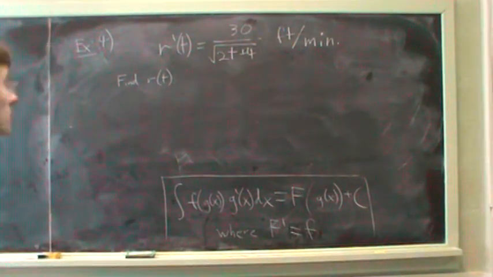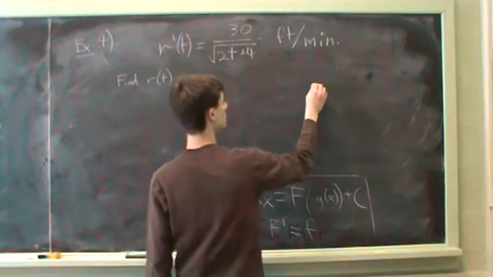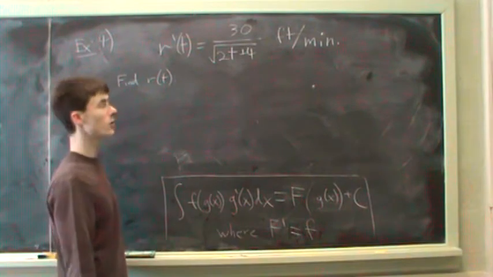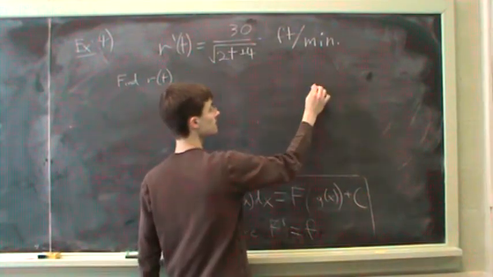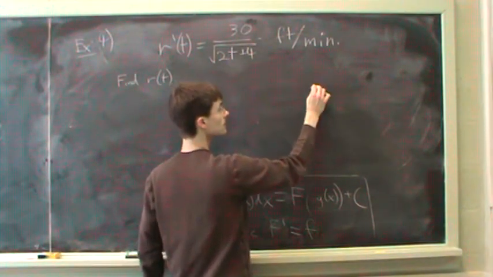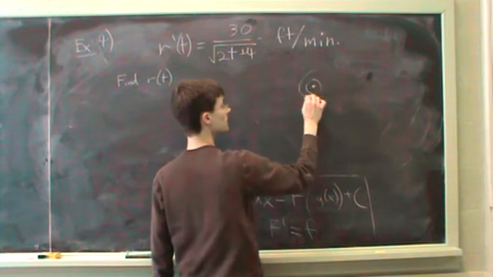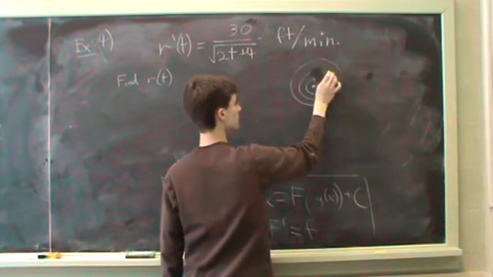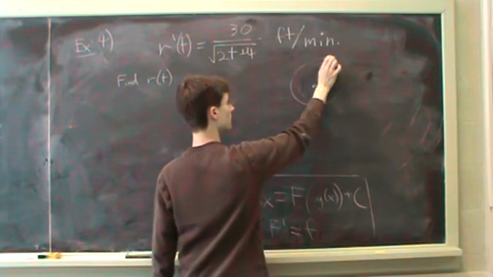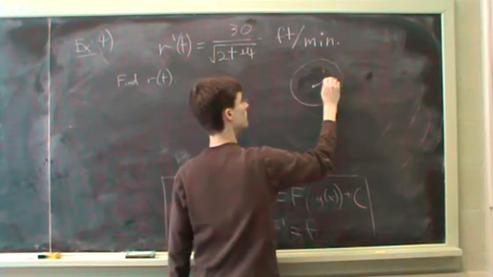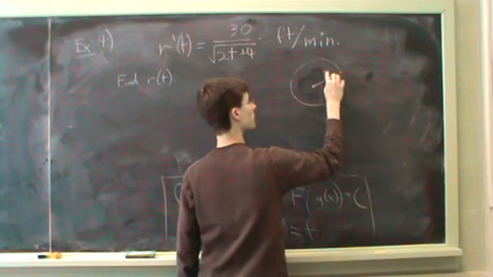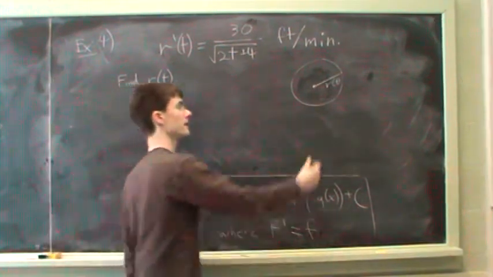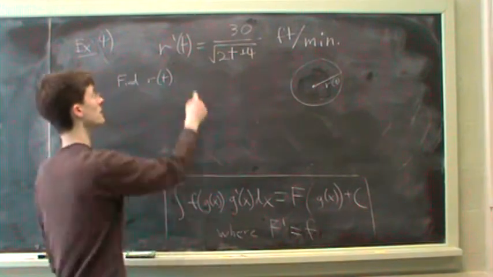So the picture is this, where there's some oil spill, and initially there's no oil in the water, so the radius of the oil slick will be 0. And then as time goes on, the radius increases. We want to find the radius at time t, but all we know is how the radius is changing. We're given how the radius is changing.